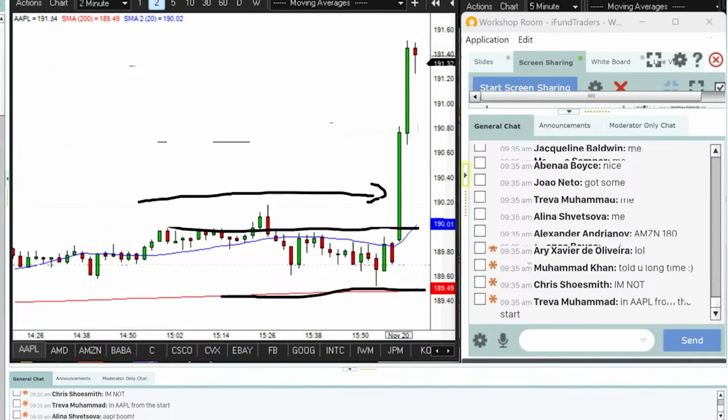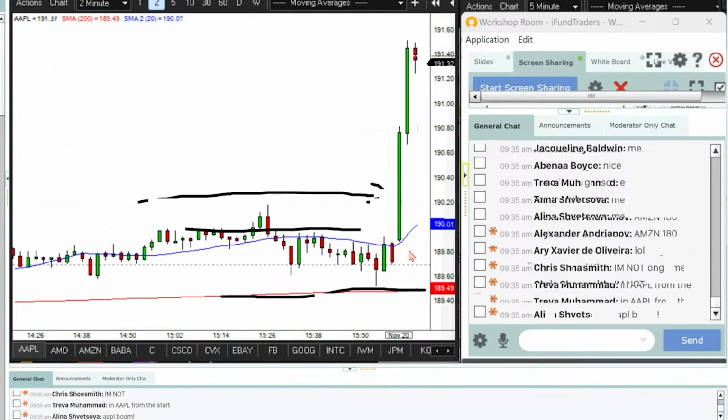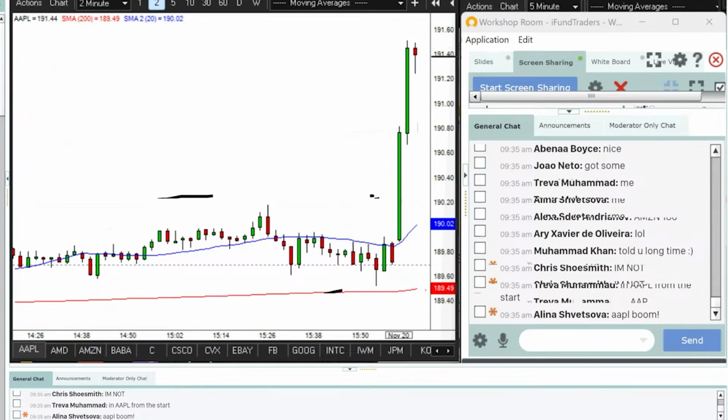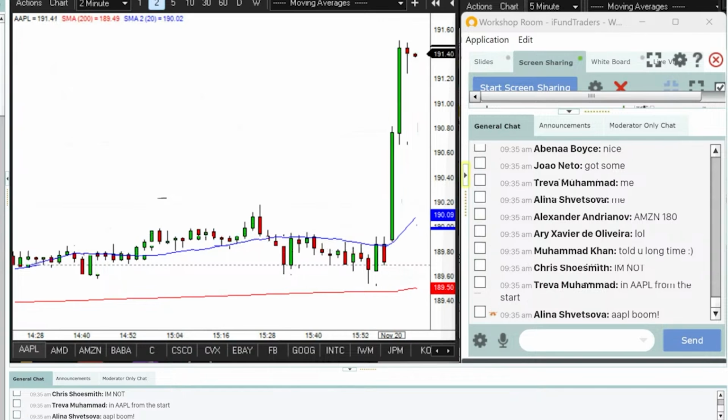Boom! I love that. Flat 200, tight, narrow, fat 4. Muhammad says, I told you about Apple a long time ago. That is beautiful. That is picture perfect. I'm proud of you. I'm proud of all of you for getting that.